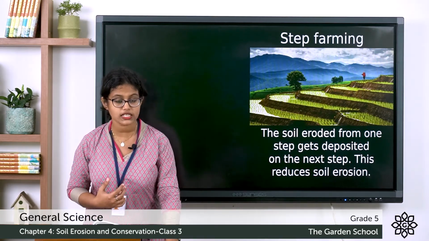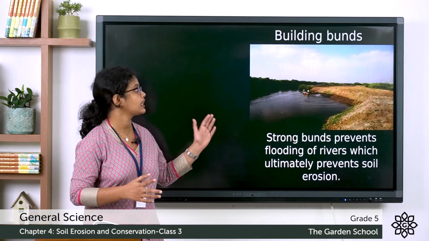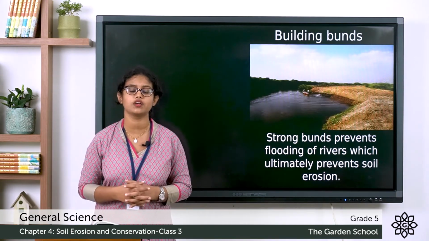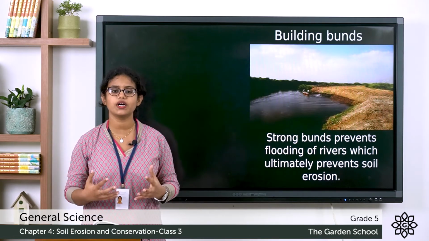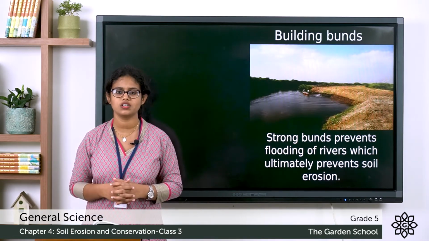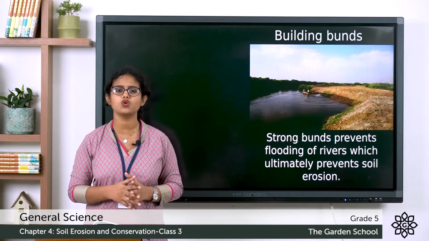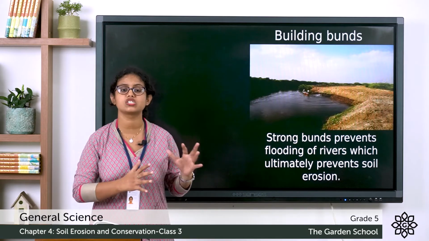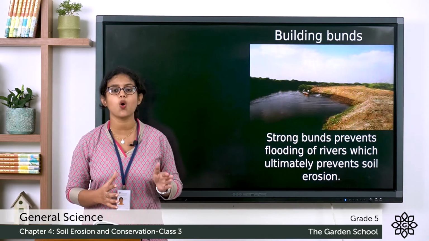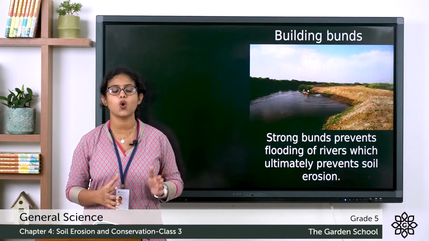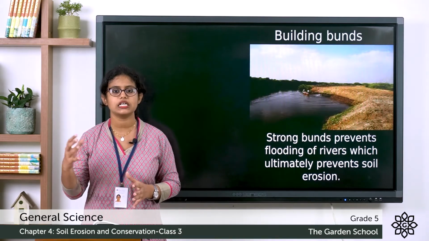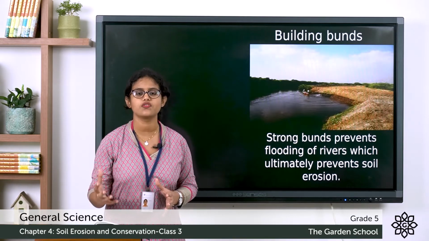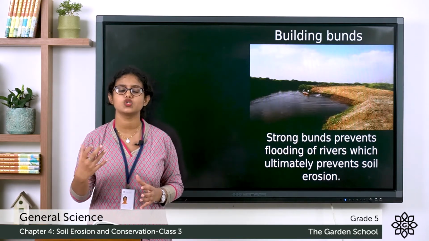So coming to the next way of soil conservation, that is building bunds. Do you know what happens to the river during rainy season? You can see the river gets fresh supply of water and even flows with a greater force. Then think about a farmland which is near the river bank. When there is overflow of water, what happens? This water easily washes away the topsoil from the farmland and it leads to soil erosion.